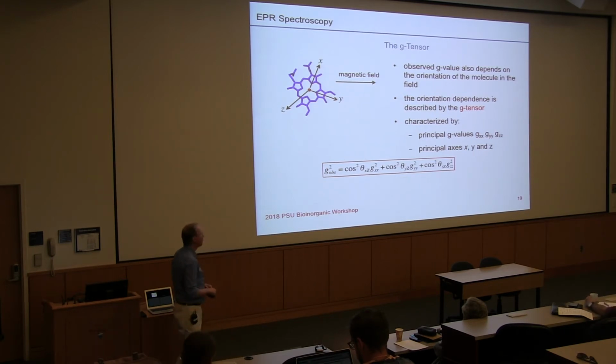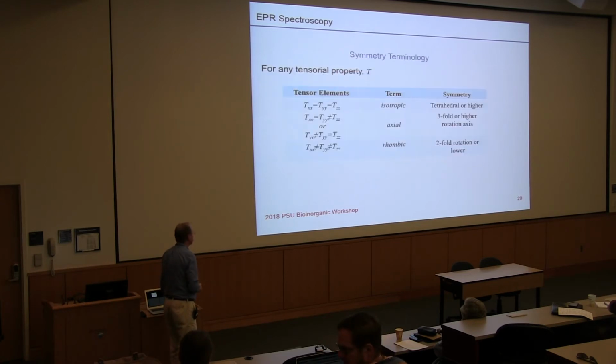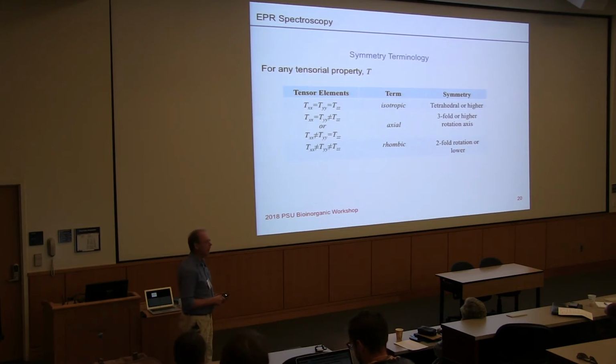So normally, of course, we're dealing with a sample where we've got a random distribution of orientations. It's a solution. We haven't done anything to particularly orient the molecules. And so what we see then is the sum of all possible orientations. And so the G value for the different molecules in our sample will all be different, right? So we can break things down, though, into some characteristic situations. And it depends on the relative sizes or relationship between these three principal G values. And this applies actually to any quantity which is orientation dependent like this and can be described by a tensor.